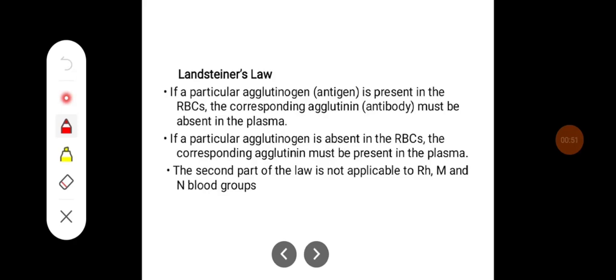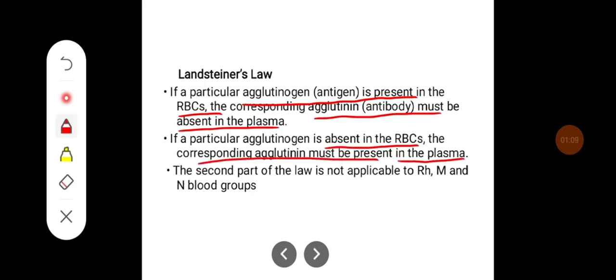Landsteiner's law states that if a particular agglutinogen or antigen is present in the RBCs, the corresponding agglutinin, that is the antibody, must be absent in the plasma. The second law states that if a particular agglutinogen is absent in the RBC, the corresponding agglutinin must be present in the plasma. The second law is not applicable to the Rh, M and N blood groups because they do not have naturally occurring antibodies.